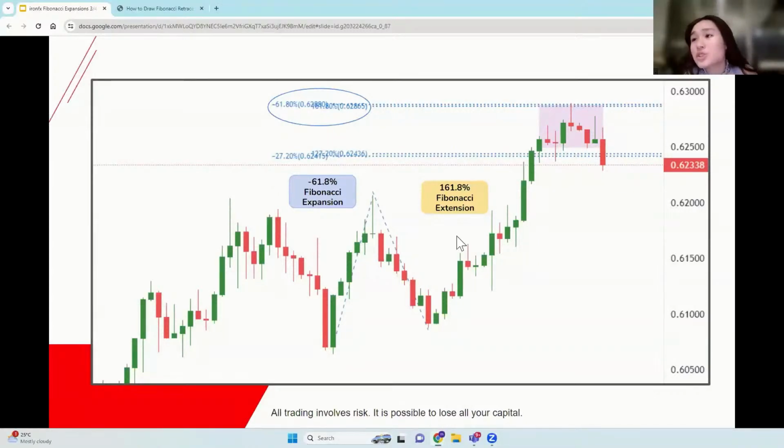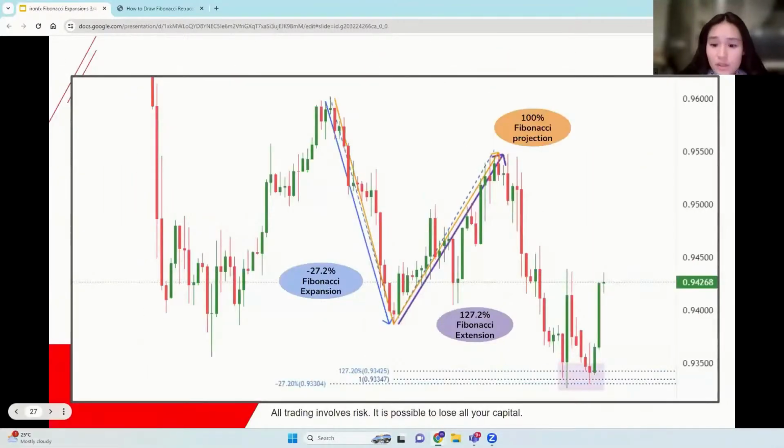So like what I mentioned earlier, we would look for a retracement off of the minus 27.2 first before going in towards our minus 61.8. But once it surpasses, then we're going for a buy towards this level, especially since we have these two levels lining up.